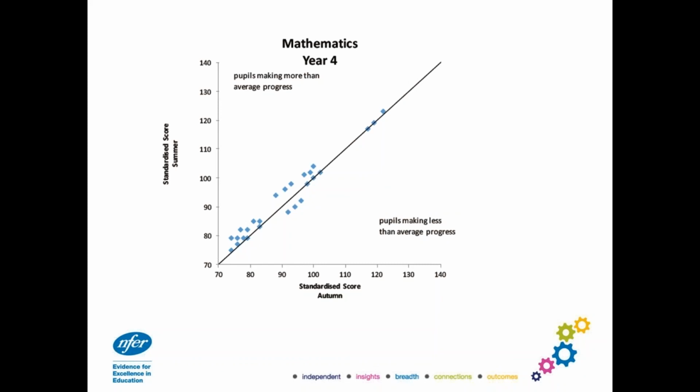And the x-axis shows the standardised score on an autumn test, in this case a maths year 4. And the y-axis shows their standardised score on a summer test, in this case maths year 4 again. And as you can see, this demonstrates which pupils are making more than average progress and which pupils are making less than average progress. And it's not just showing those pupils who are working about average, it's also showing that, for example, at the bottom of the graph, your lower achieving or lower attaining pupils can actually be making more than expected progress.